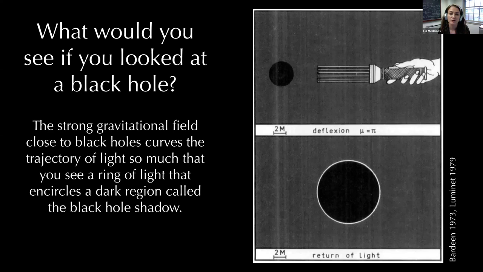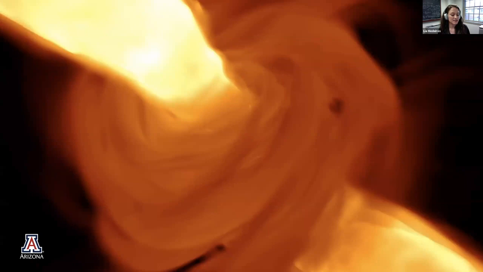So obviously with black holes in space, we don't have somebody conveniently shining a flashlight on that black hole, but instead we have a lot of matter going around that black hole. So all of the orange stuff that you see here, this is matter that is swirling around the black hole, falling into the black hole. And this matter is going to get very, very hot. And because of this, it'll emit a lot of light.